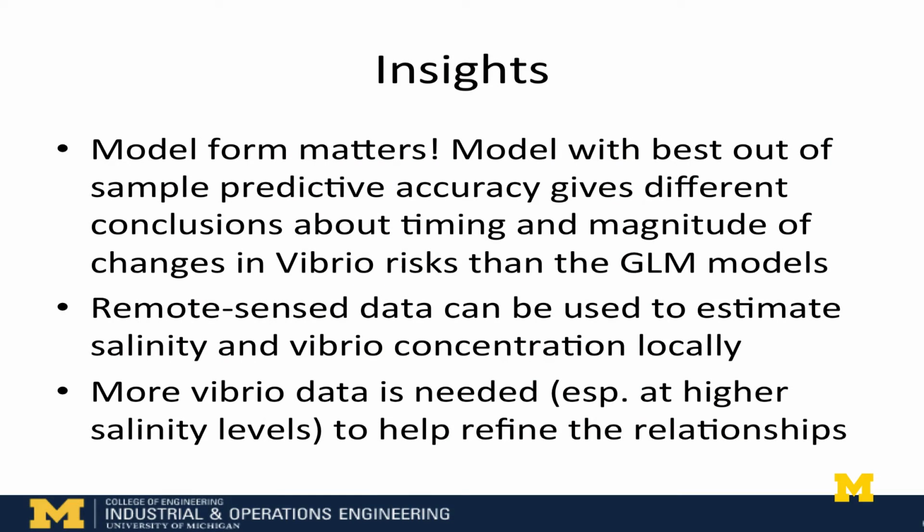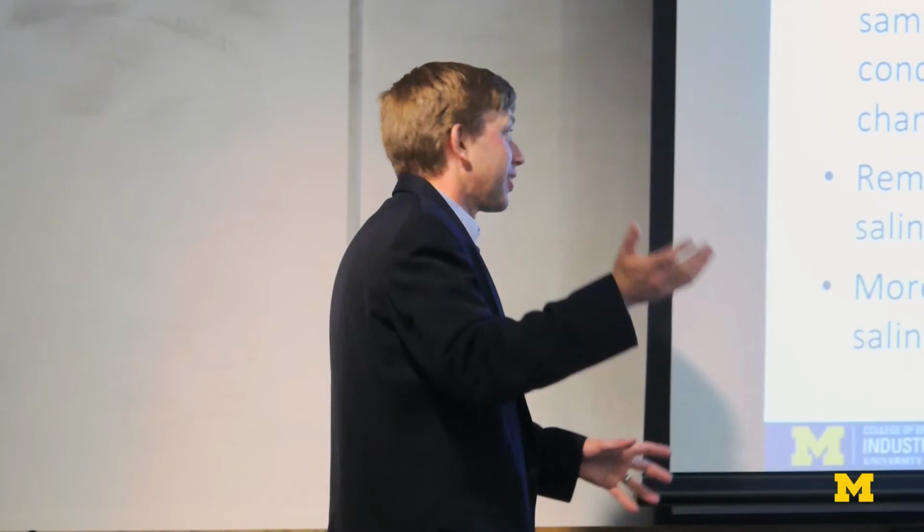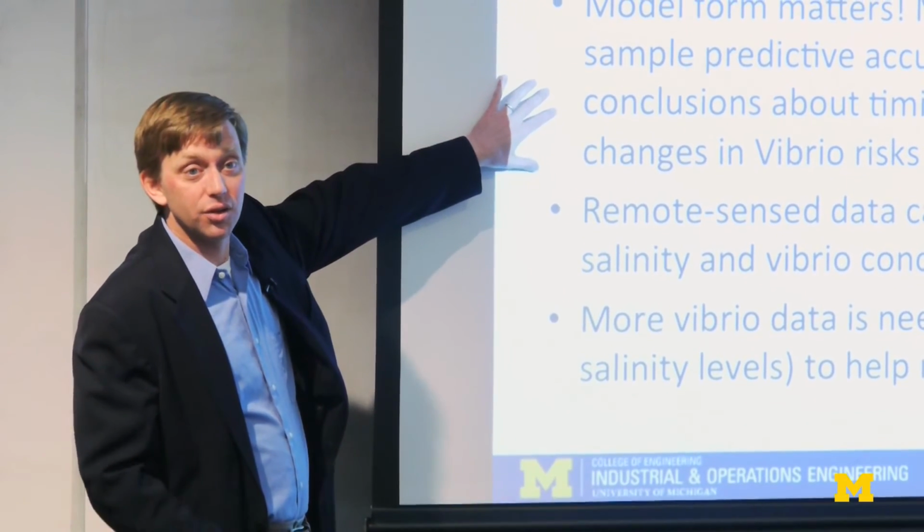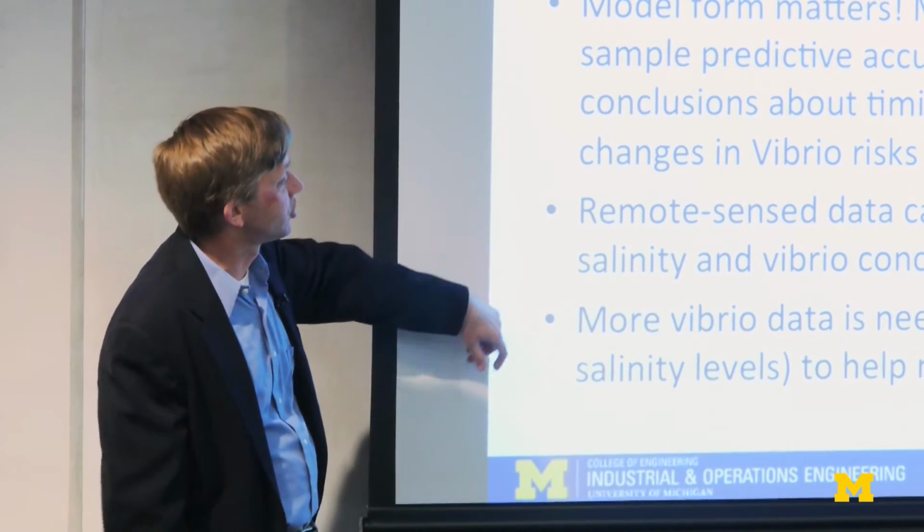Okay, so from these general insights, the model matters. And the model form matters. In our case, the model with the best out-of-sample predictive accuracy gave us different conclusions about the timing and magnitude of changes in Vibrio risk. We really need more data. It'd be really nice if somebody would go sample that lower half of the bay, and the upper half again, and give us a lot more data. But based on the data we've got, you'd see some different insights.